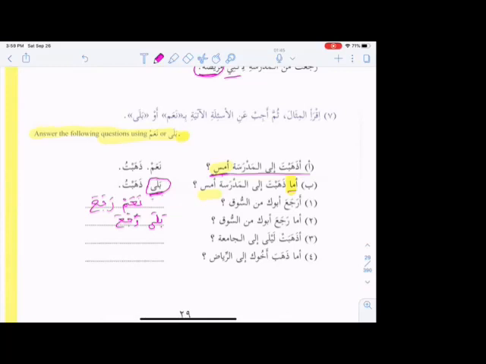Azhabat Layla ila al-jamiati? Azhabat. So what will you say? Zahabat Layla ila al-jamiati. Naam. Naam. Zahabat.